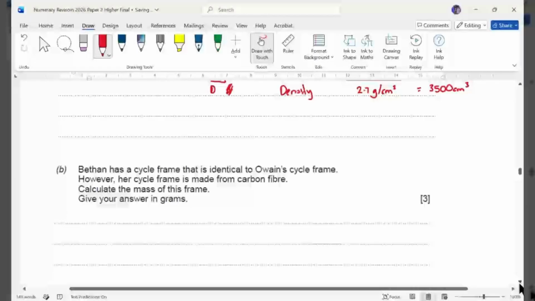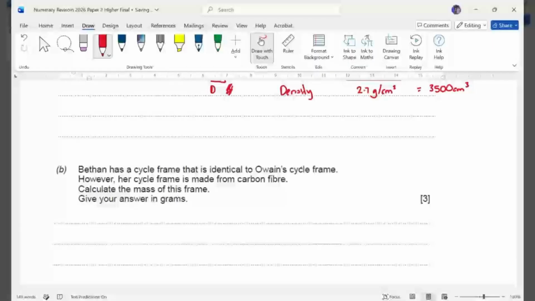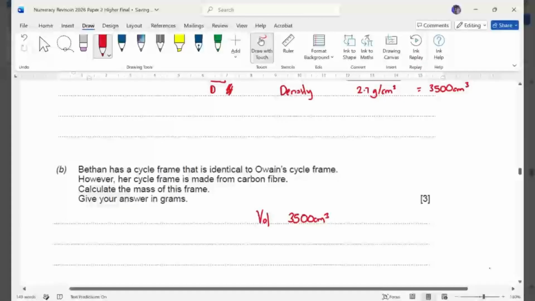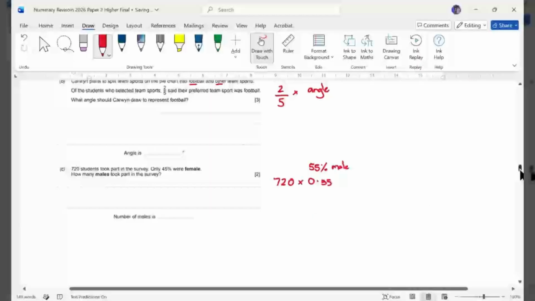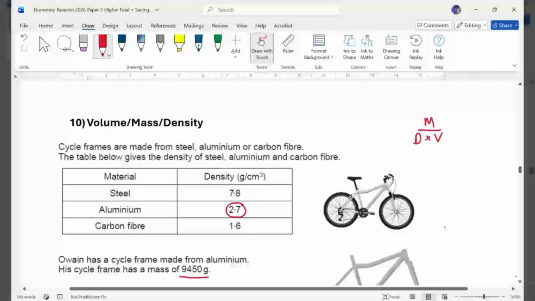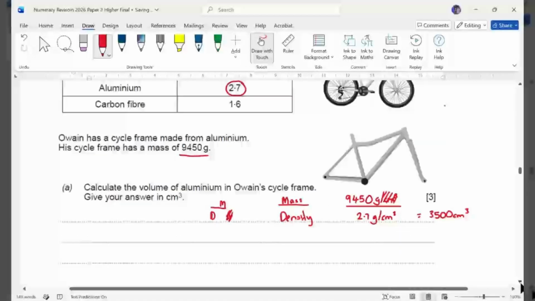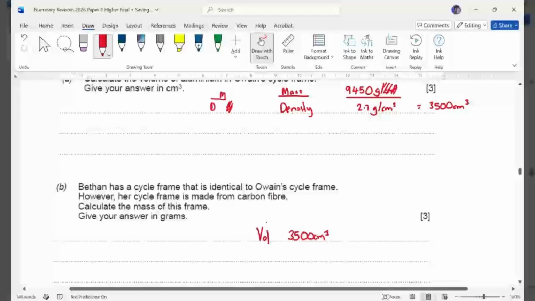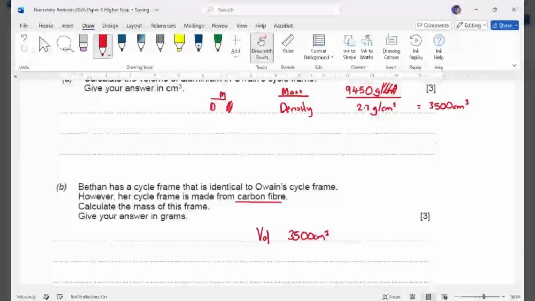Bethan has a cycle frame that is identical to Owen's cycle frame. However, her cycle frame is made from carbon fibre. Calculate the mass of this frame. Okay, well, if they're identical, then they must have the same volume, which we've just worked out to be 3,500 centimetres cubed. The difference being that this one is going to be made out of, can't remember, what did they say? Out of carbon fibre.